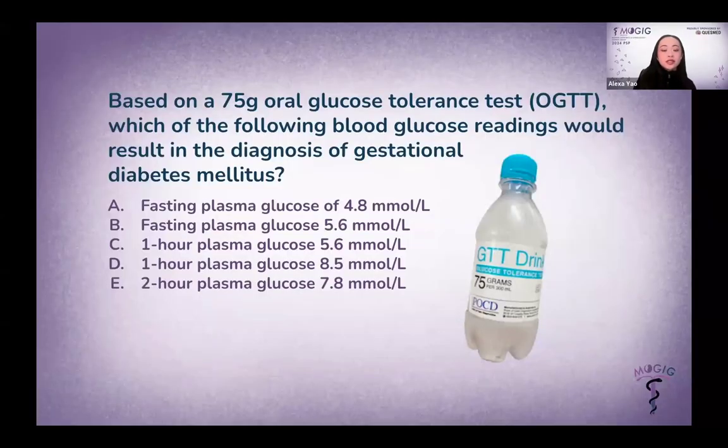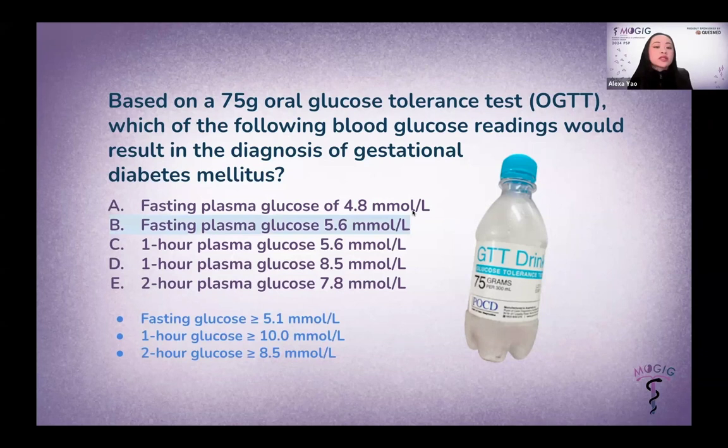Okay, so the next question is, based on a 75-gram oral glucose tolerance test, or OGTT, which of the following blood glucose readings would result in the diagnosis of gestational diabetes mellitus? A, a fasting plasma glucose of 4.8 millimoles per liter. B, a fasting plasma glucose of 5.6 millimoles per liter. C, a plasma glucose after 1 hour of 5.6 millimoles per liter. D, a plasma glucose after 1 hour of 8.5 millimoles per liter. Or E, a plasma glucose after 2 hours of 7.8 millimoles per liter. Please pause if you'd like to think about the question, otherwise I'll move on to the answer and explanations.